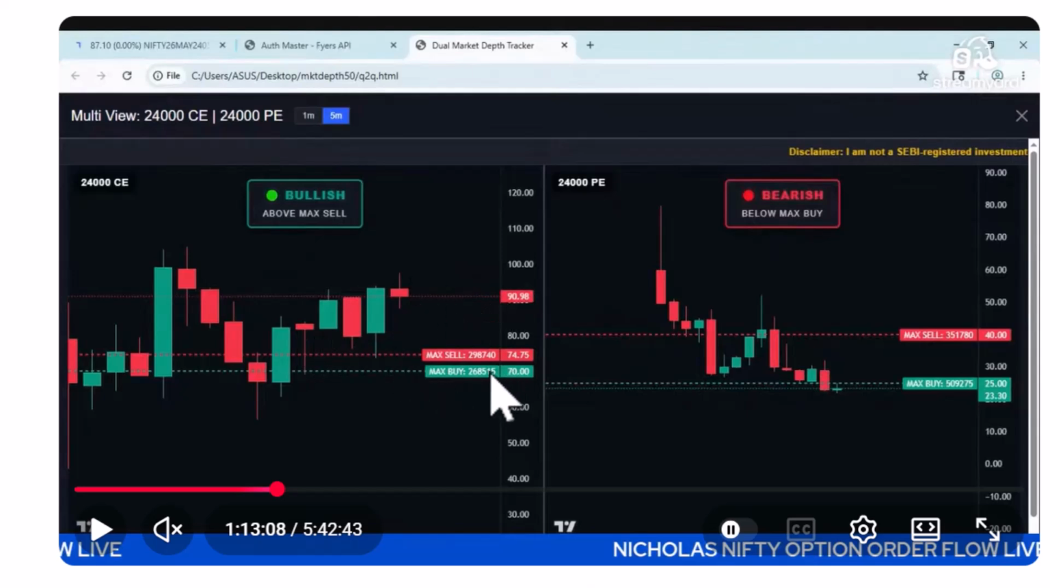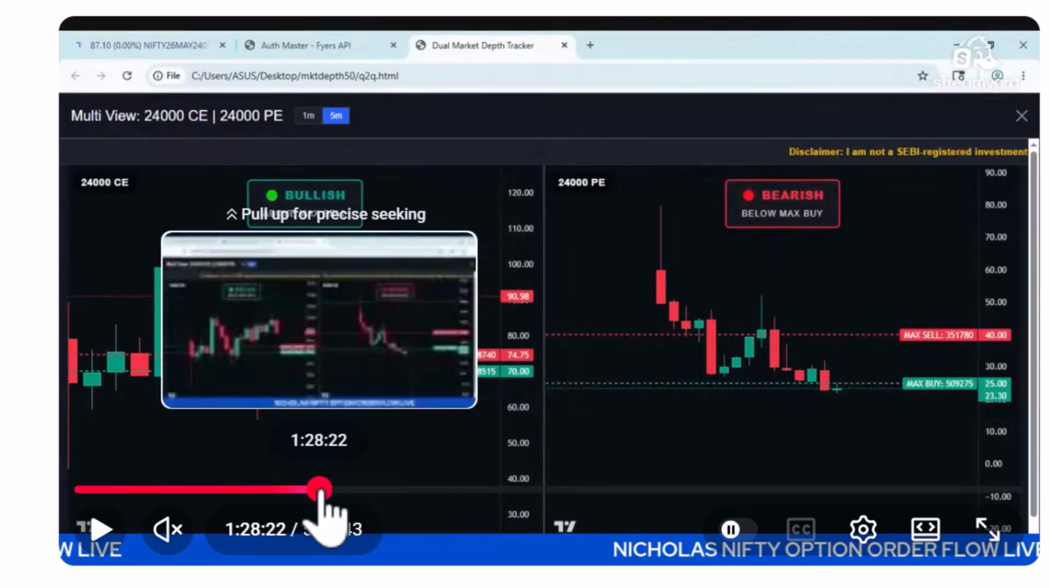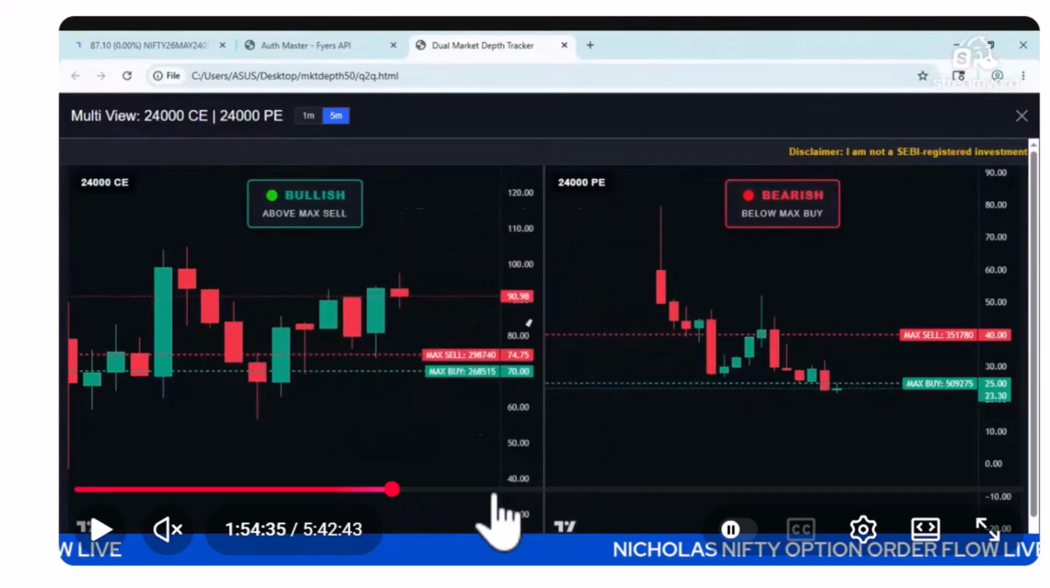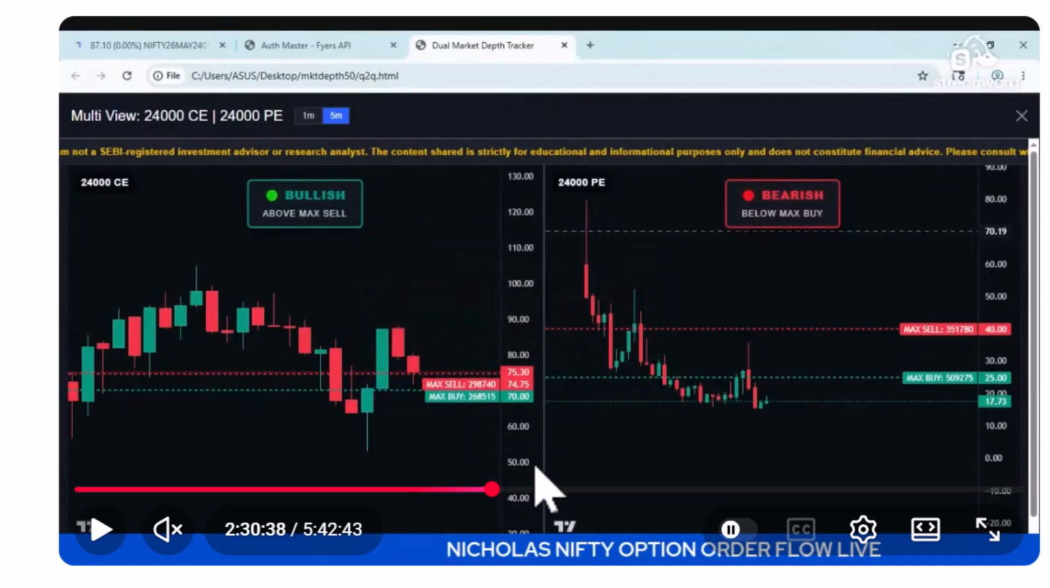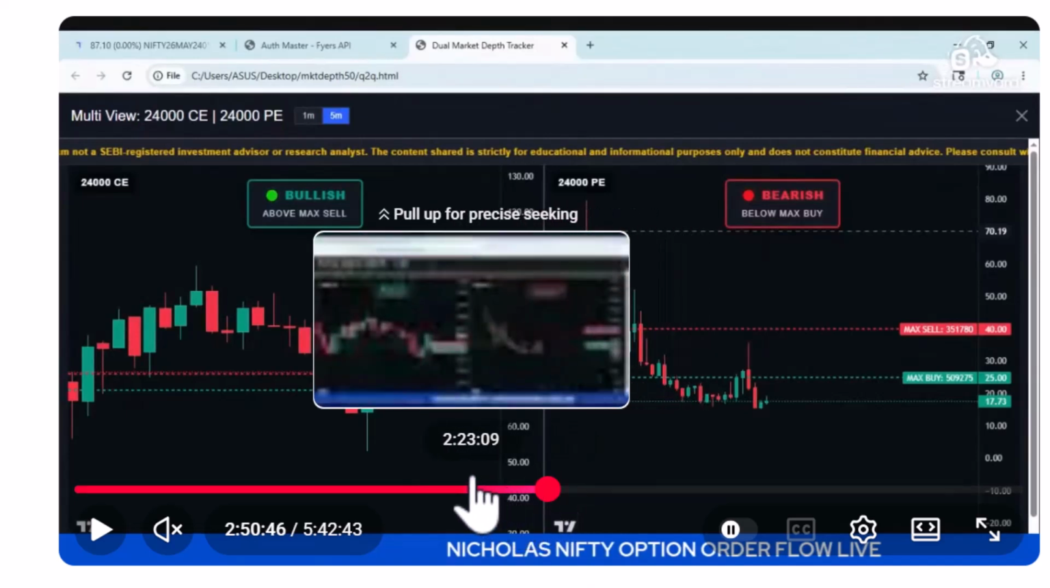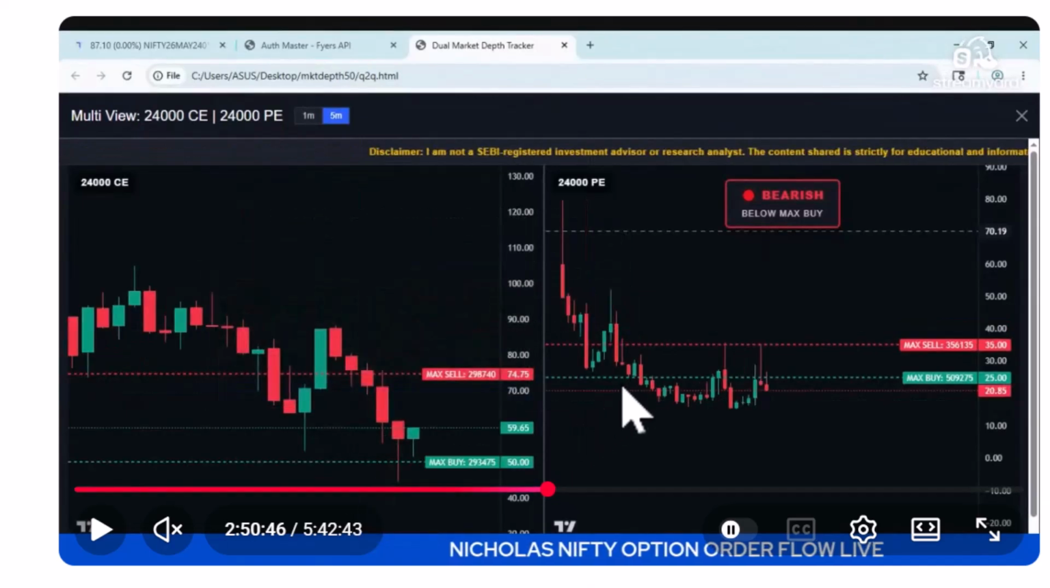In the same way, if any 5 minute red candle breaks and closes below the level, then it's a bearish trend. Like this, you can see the 5 minute candle breaks and closes below the lower level, so it's a bearish trend. And whenever new bulk quantity is placed, the levels will change.